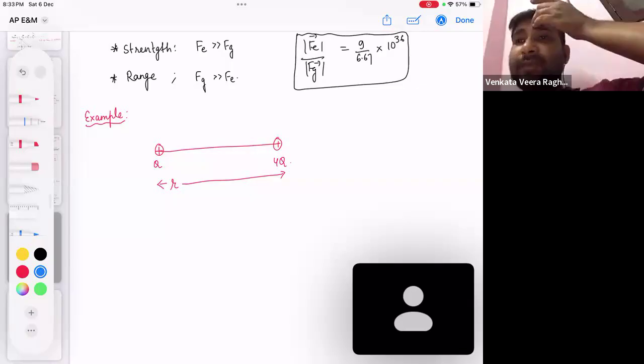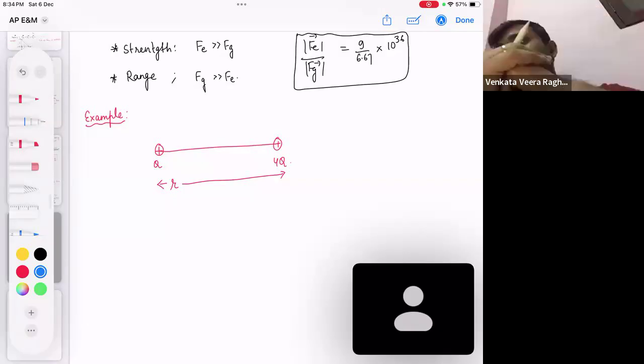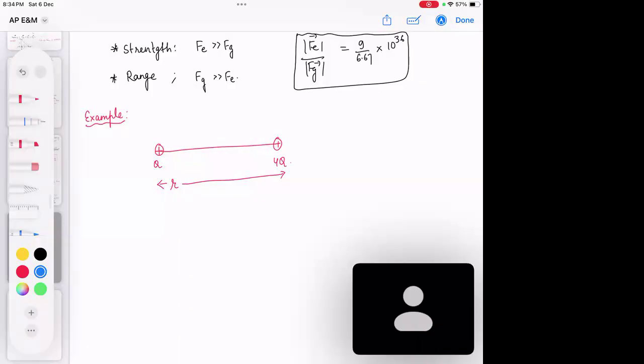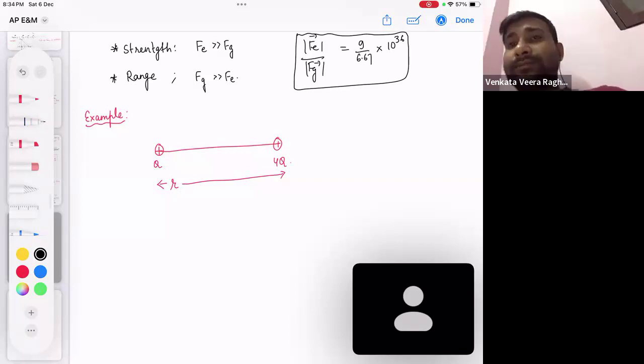So sometimes they will use the words it should experience zero net force, or sometimes they can use the words it should be in equilibrium. Is that clear? Sir, between them and near the plus Q. Between these two charged particles, right? Between them and near the plus Q charge. Yeah, between the two charged particles and near to the plus Q charge, right?